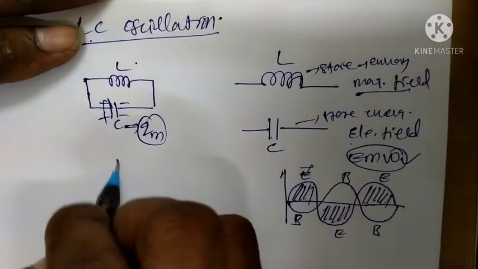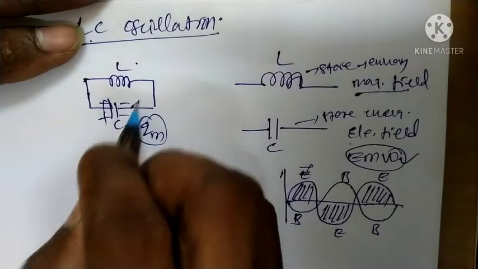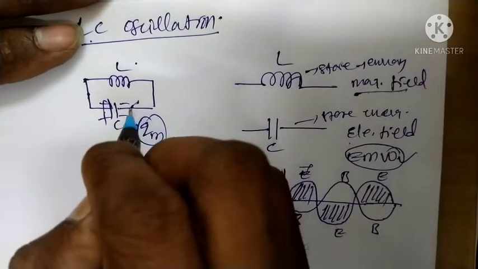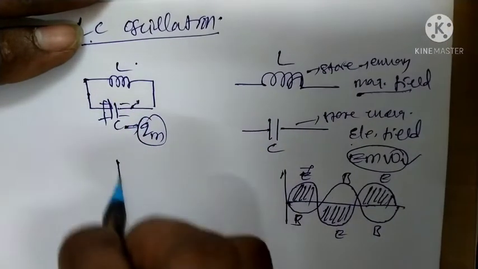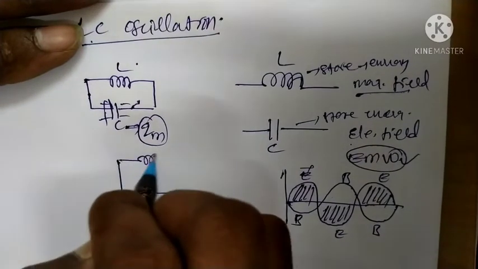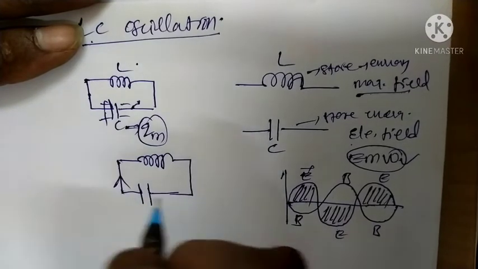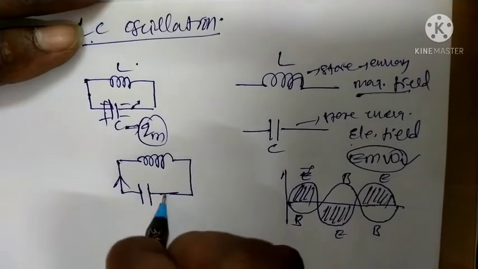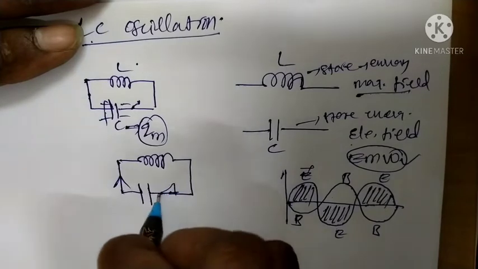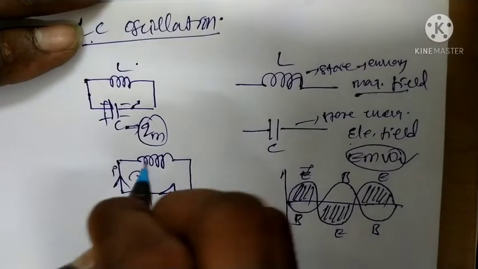Suppose we connect the key here. We connect the key, and the current is passing through the circuit. This is the inductor, and this is the capacitor. The current will change once the key is connected. The current is passing through the circuit like this.